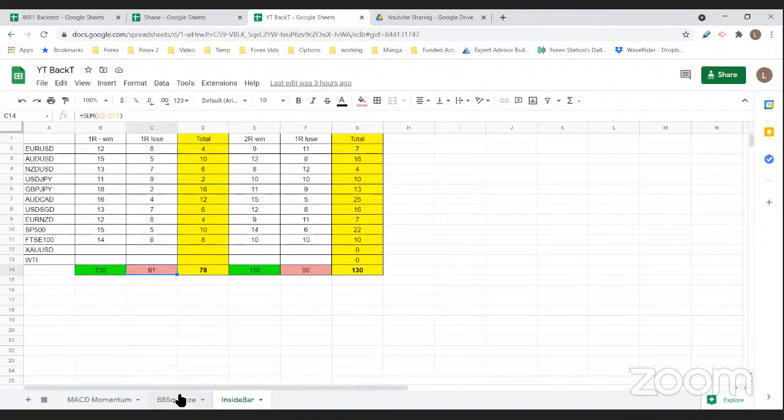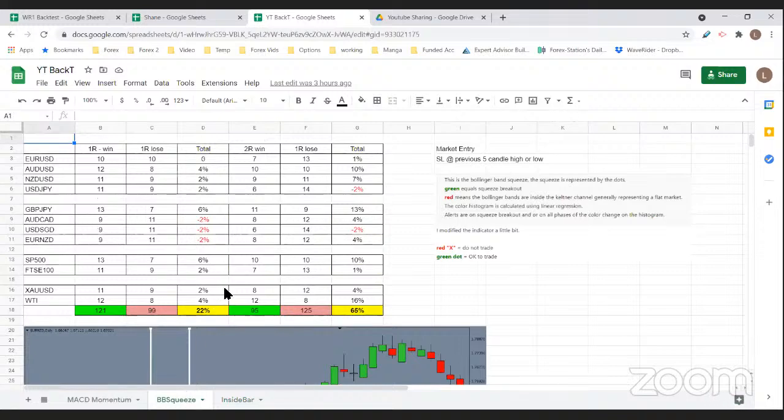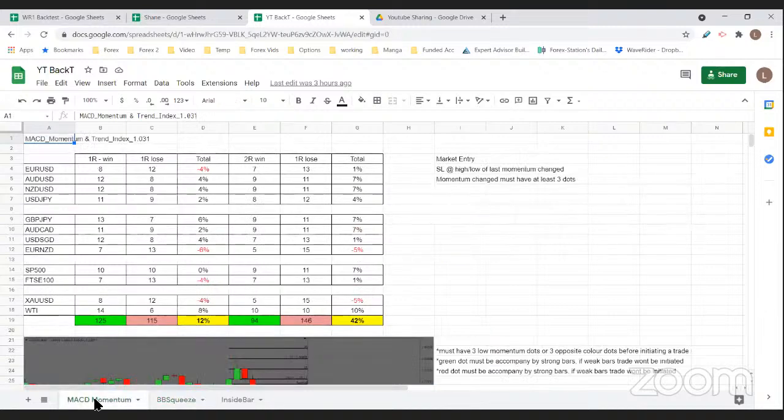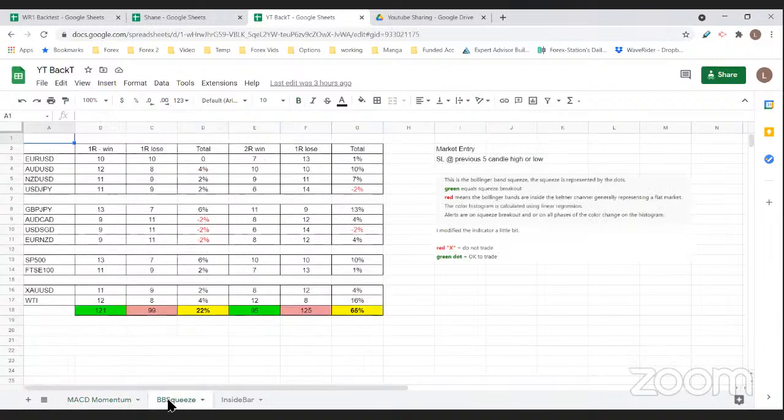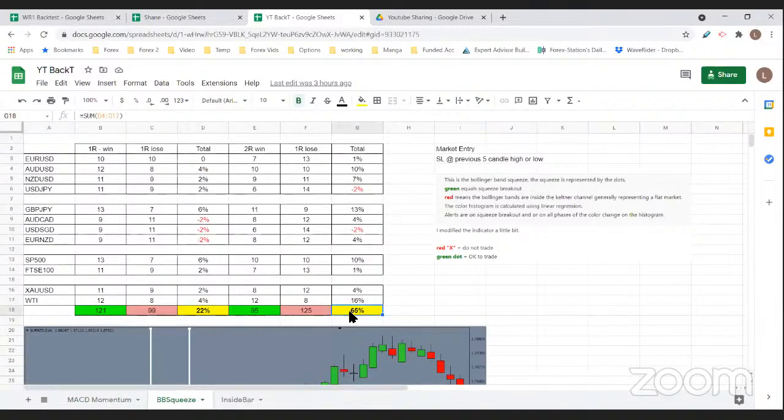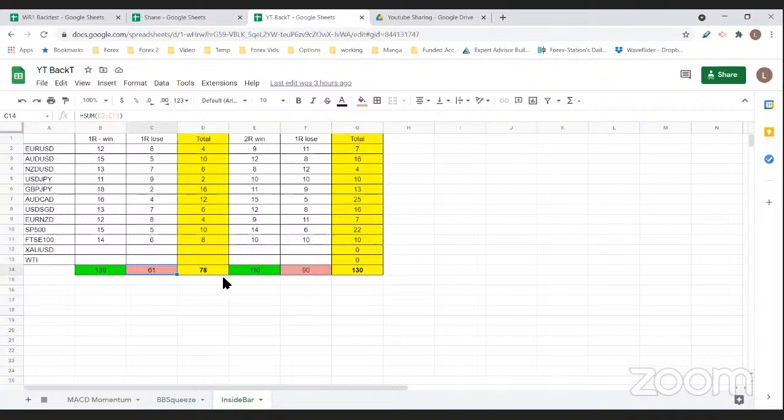I realized that in the past I didn't quite explain this table as much, which I should. Yeah, and in fact, if you look at what I shared in the past, the MACD momentum, the BB squeeze, this one had about 250 results, or 240. 12% wins, 42% wins, BB squeeze 22% wins, 65% wins, and then inside bar suddenly it shoots up to 78% winners, and then 130% winners, which to me, out of 200 trades, I got 130% wins. I thought that's like, wow.